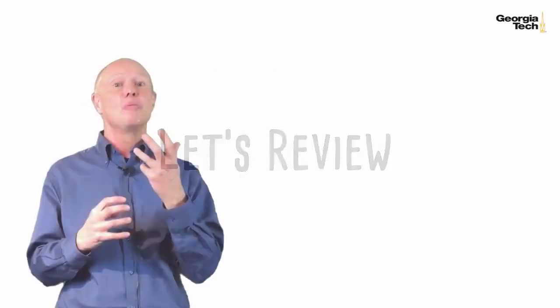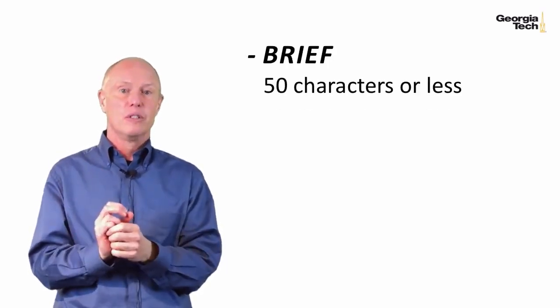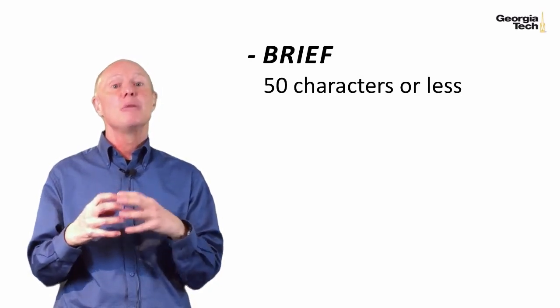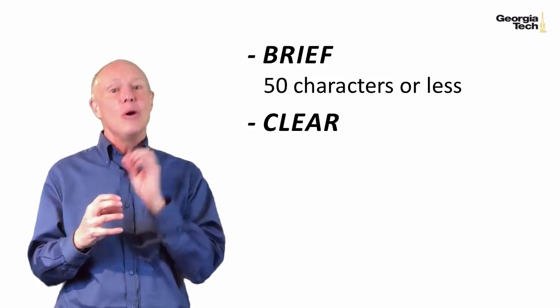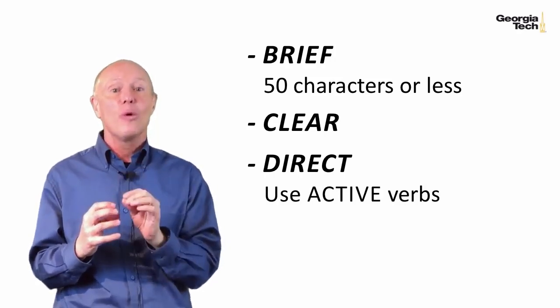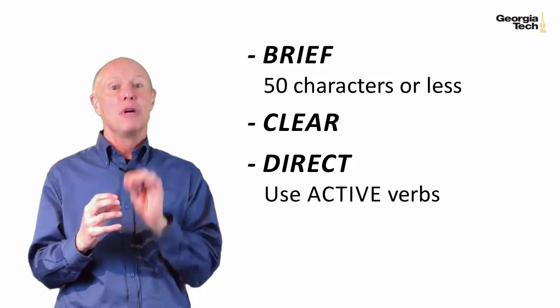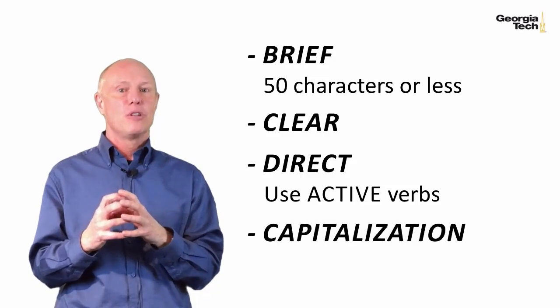So let's recap. We learned that subject lines need to be effective in order to catch the reader's eye and be read. In order to do that, you need to know that subject lines need to be brief at 50 characters, but much less for mobile device readers, and that subject lines need to be clear, using keywords at the beginning. You also learned that direct language using active verbs and important details makes subject lines much more attractive as well. And lastly, use appropriate capitalization.